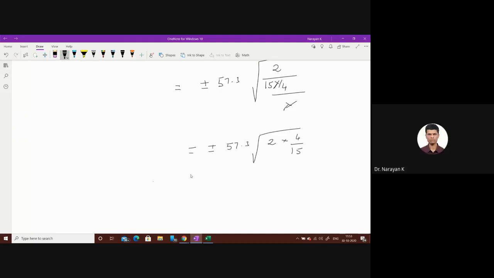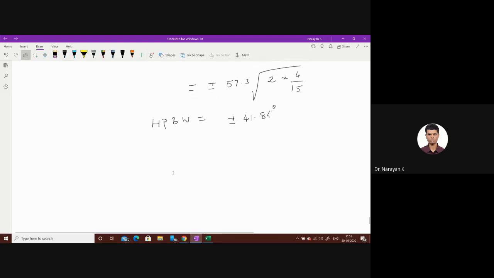So your half power beam width is plus minus 41.84 degrees. This is your half power beam width. Next, I will do directivity.